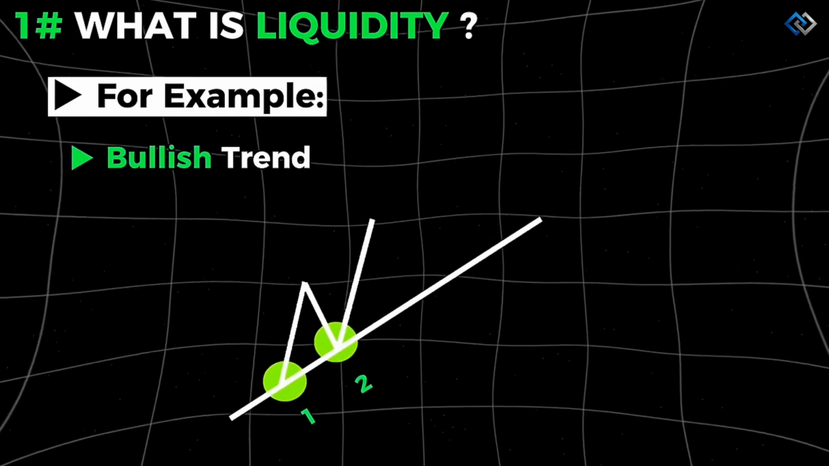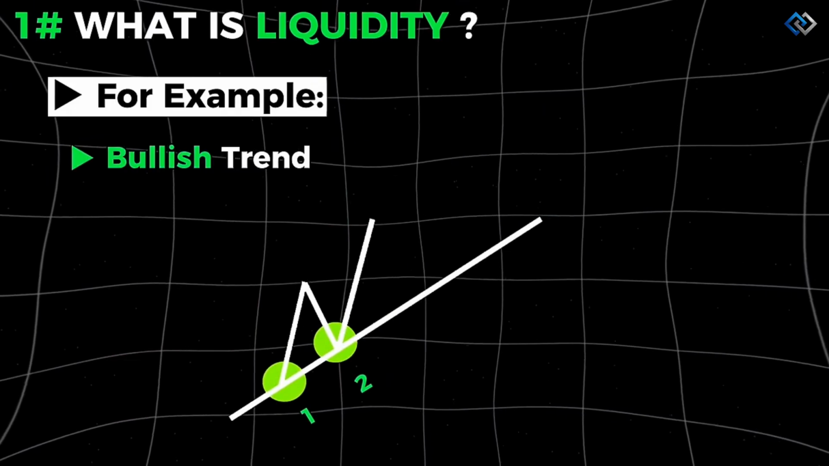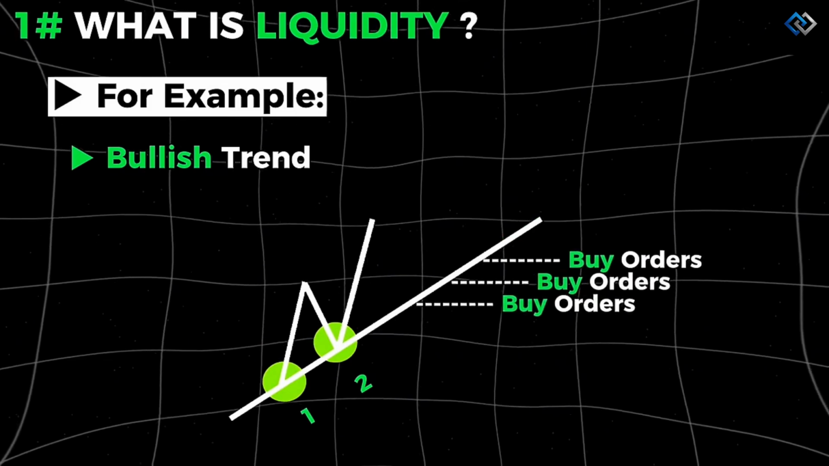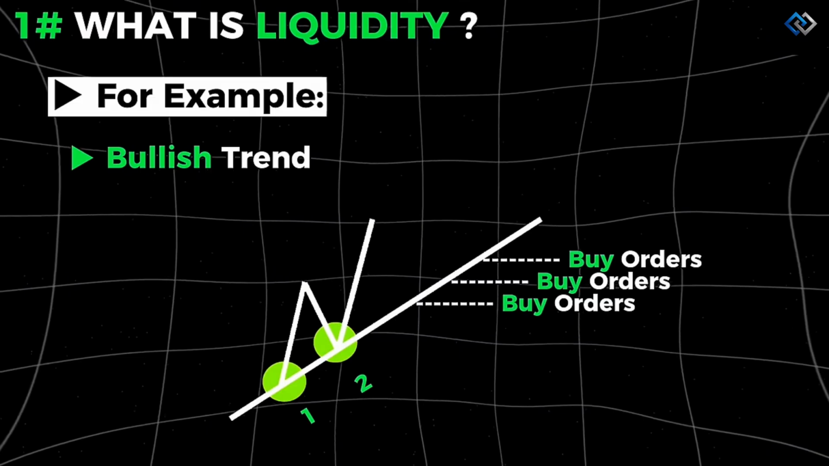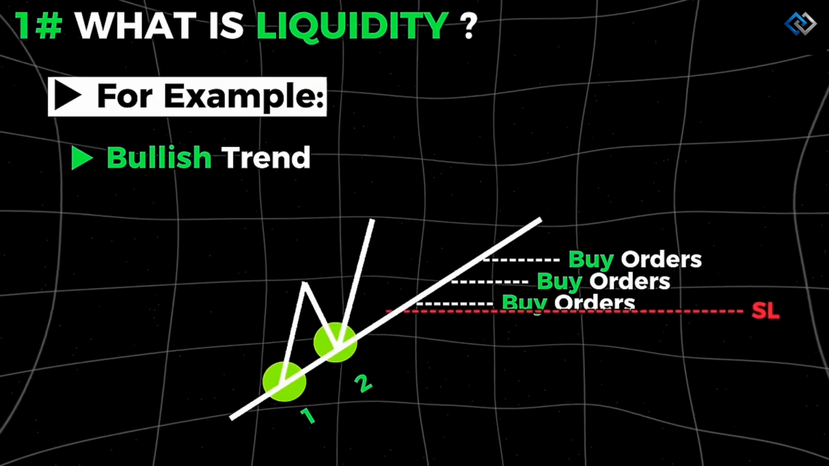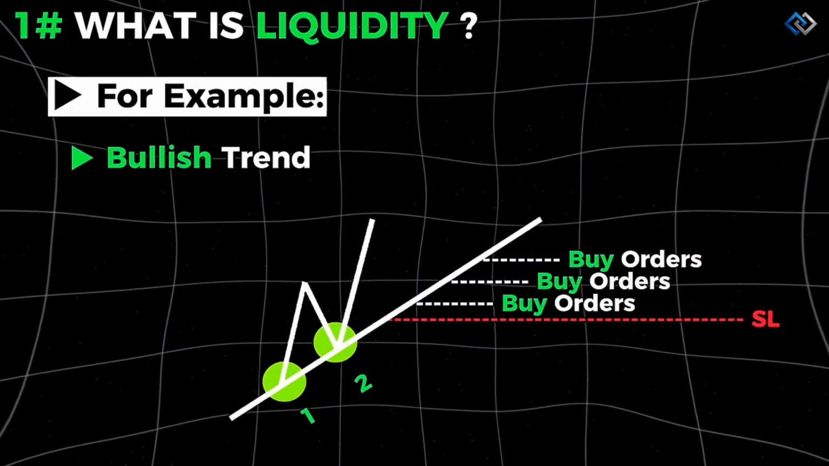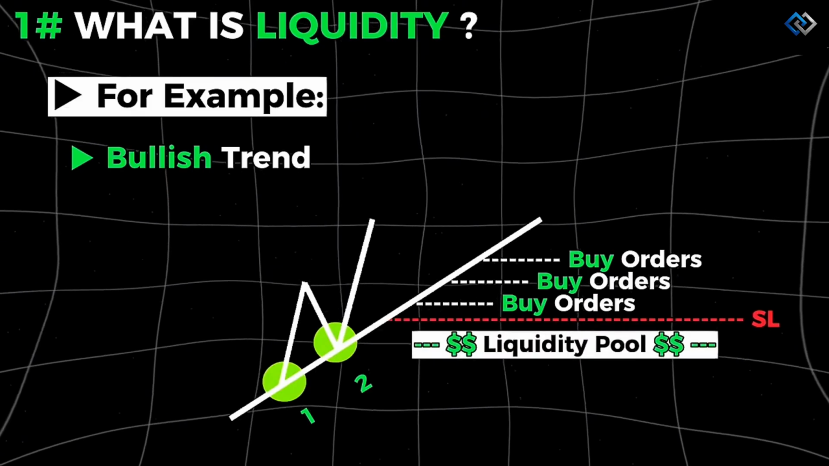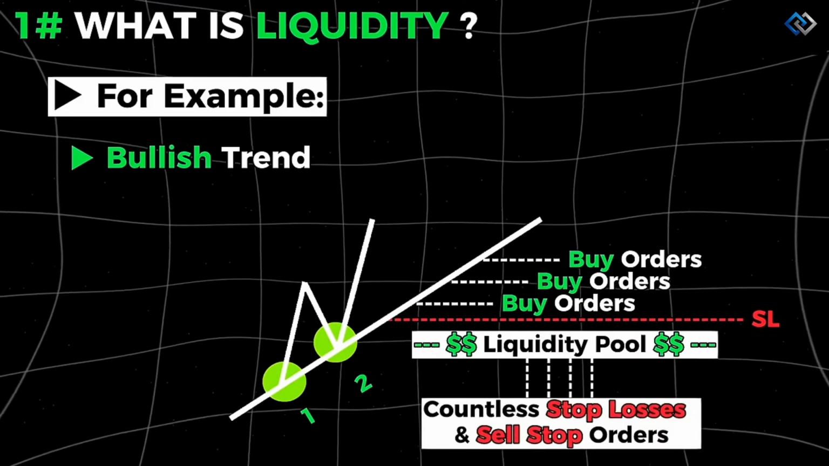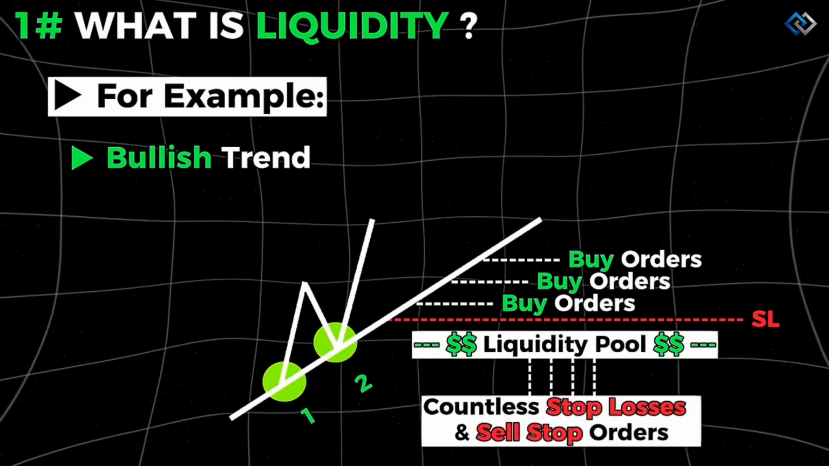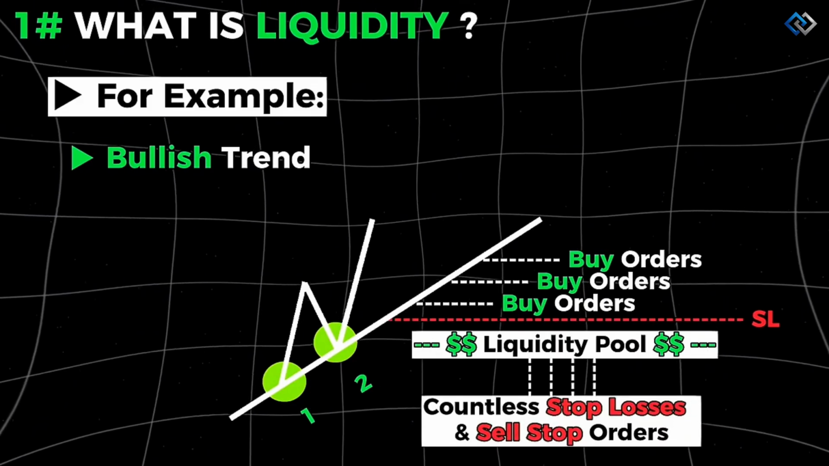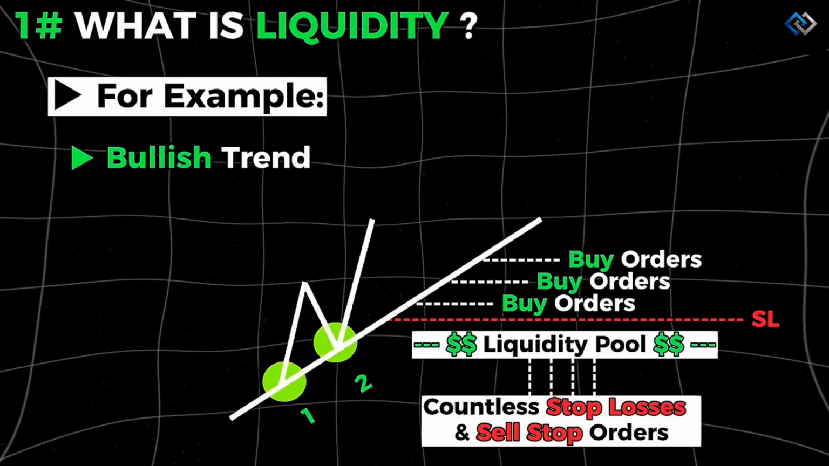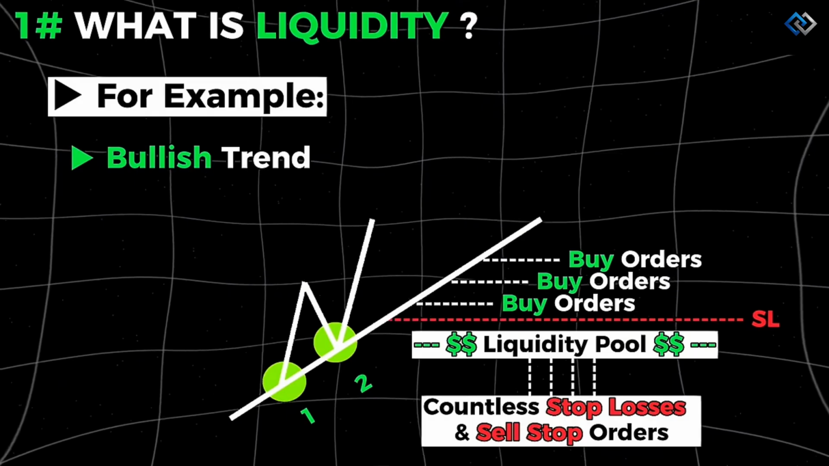After 2 touches on a trend line, retail traders expect the 3rd touch to hold, so they start buying each retest of an ascending trend line, placing their stops just below it. But this again creates a pool of liquidity beneath that line, like countless stop losses from buyers, while breakout traders wait just below with sell stop orders, ready to short the market if the trend line breaks.